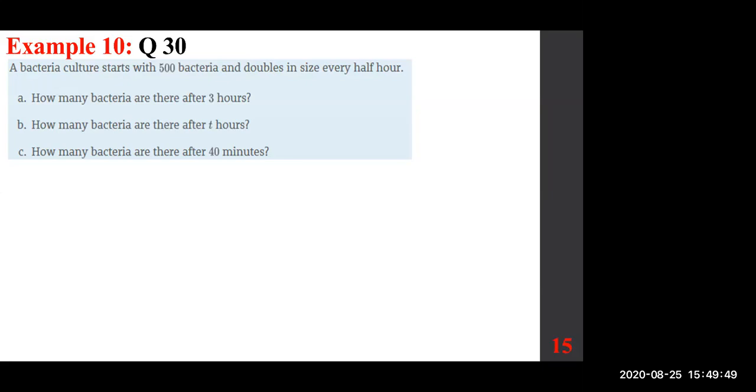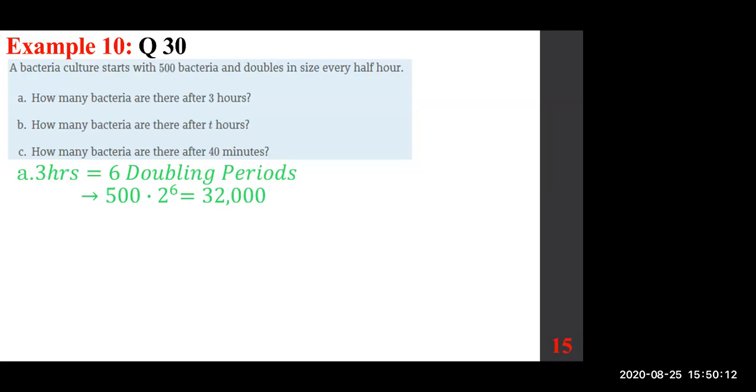Another 30 minutes, you have 2,000 and so forth. So you want to see the 3 hours corresponds to how many 30 minutes in essence, okay? If you want to look at it from that point of view. So 3 hours, if you divide by half an hour, gives you 6 of those doubling periods. And that's why it's 500, the initial, times 2 to the power of 6, or 32,000.